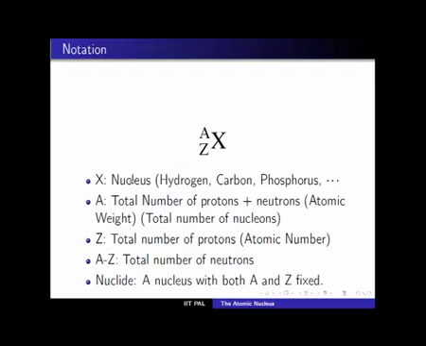So first, X is the nucleus. What are the examples of nucleus? You have hydrogen, carbon, phosphorus, chlorine, iron, etcetera. That is what it is. Now comes the symbol A, which is at the top left. A is the total number of protons plus neutrons. In chemistry, it was called atomic weight. But here it is the total number of protons and neutrons, and there is a jargon again.